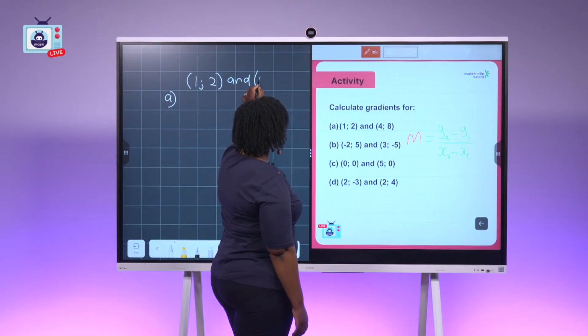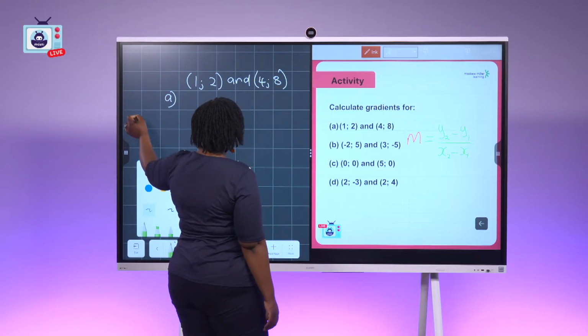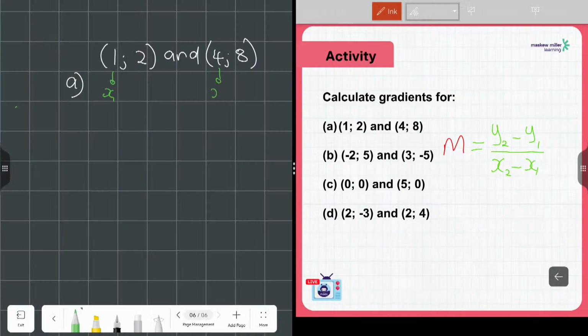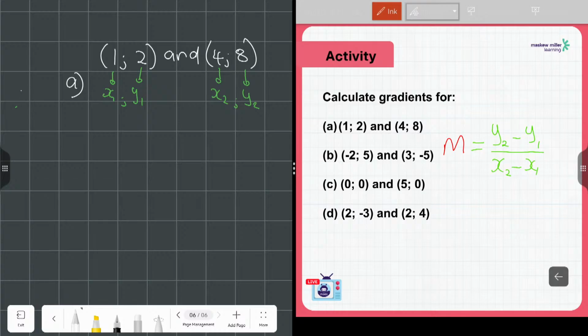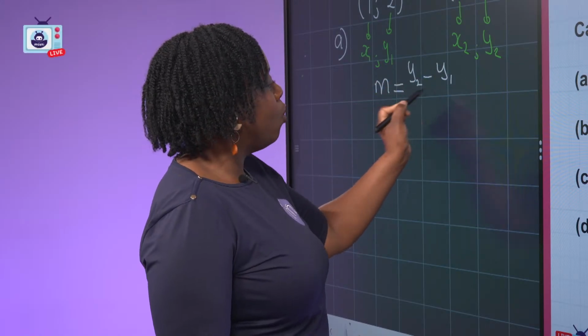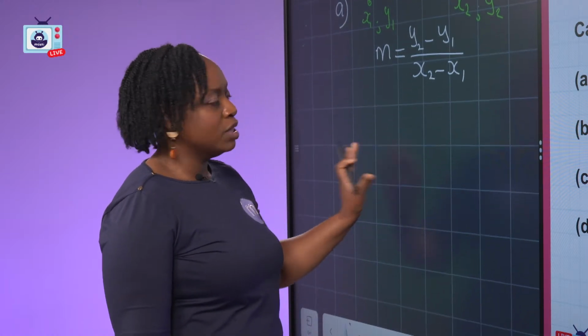So usually it's very important that you label your coordinates according to how you want to use them in the equation. So here for me, I'll have my 1 as x1 and my 4 as x2. Also have my 2 as y1 and my 8 as y2. Remember, these are coordinates that we are going to use. So from there, I'm going to just write my formula so I don't forget it. So m will be equal to y2 minus y1 divided by x2 minus x1. So that's how we're going to start, right?